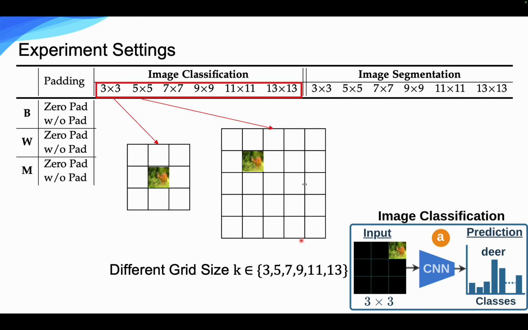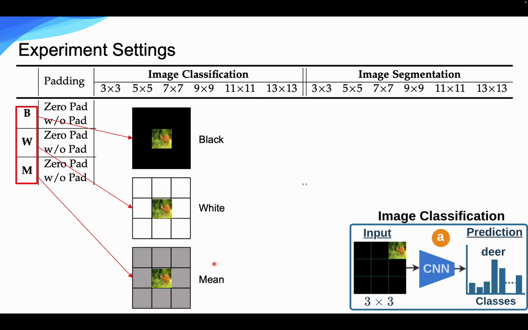So the result will be shown in a chart like this. And let me explain the meaning of each item in this table one by one. The number here represents the different grid size. For example, 3 by 3 grid size, 5 by 5 grid size, like this. And there are different grid size settings. The characters here represent black, white, and mean, respectively, which refers to the different canvas settings. For example, a black canvas background, white background, and mean background.